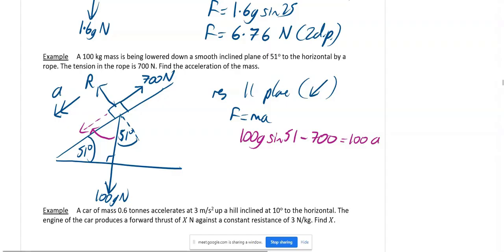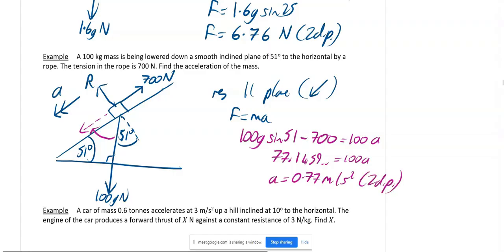So let's just work this out on the calculator and see what you get. So 100 times 10 times sine 51, then minus that 700, works out to be 77.1459... is equal to 100a. And then when you divide that by 100, what I've got is 0.77 meters per second squared, and that was to 2 decimal places.